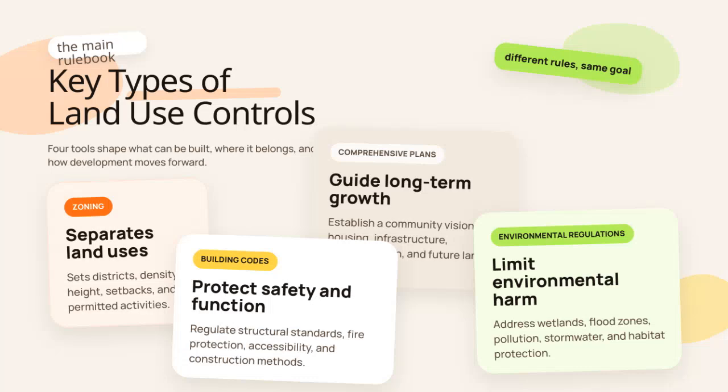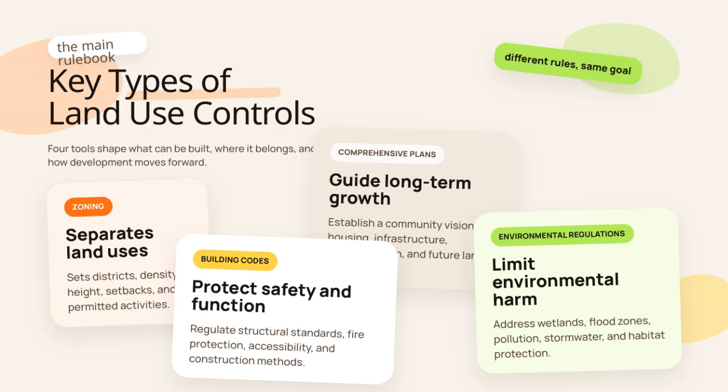Here we have four key tools that play a crucial role in shaping what can be built, where it belongs, and how development progresses. First, zoning acts as a main rule book. It separates land uses into different districts and sets important parameters like density, building height, setbacks, and allowed activities. Next are comprehensive plans, which provide a long-term vision for growth.